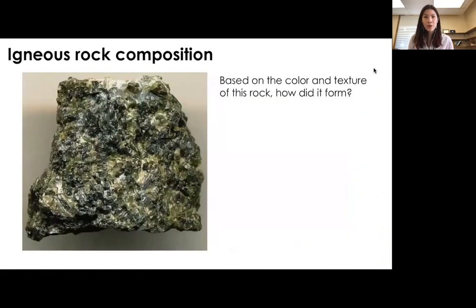So let's try that out. Based on the color and texture of this rock, how did it form? I would recommend pausing for a couple seconds, thinking about what your answer for this would be, and then unpausing when you're ready to continue.